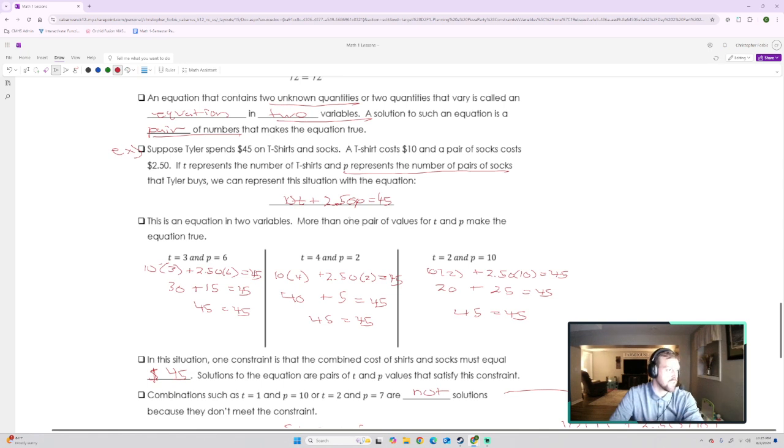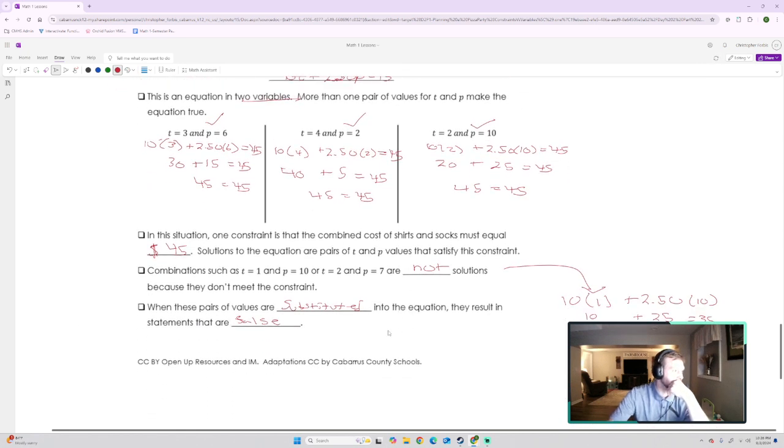Just like the problems we did earlier. Now, this is an equation in two variables. We have two variables to solve for. We have T that represents the number of t-shirts and P that represents the number of pairs of socks. So there's a bunch of numbers that can make that work. For instance, T equals 3 and P equals 6 does. T equals 4 and P equals 2 does. And so does T equals 2 and P equals 10.